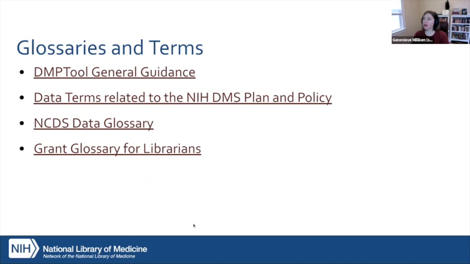All right, so some helpful resources, I hope. Some of the things that I talked about today come from different glossaries and terms. So the DMP tool general guidance is a great example, as well as data terms related to the NIH data management and sharing policy, our own data glossary at the NCDS. And then there's a really helpful grant glossary for librarians. So if you're unfamiliar with some of the lingo that is used related to grants, this is really helpful to give some definitions about it.